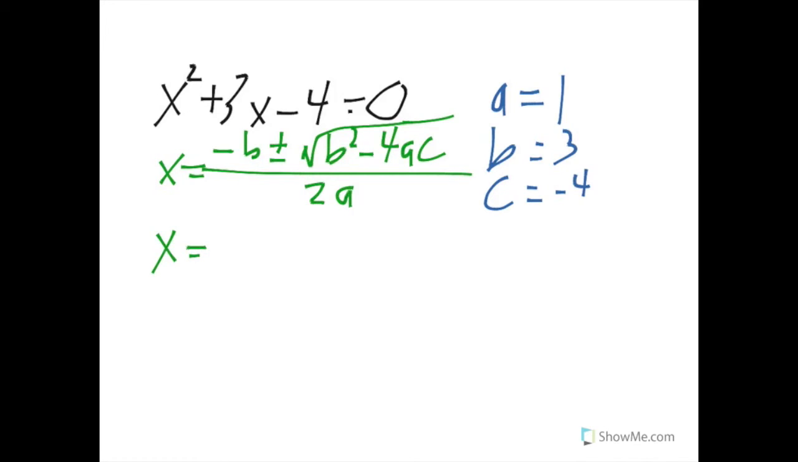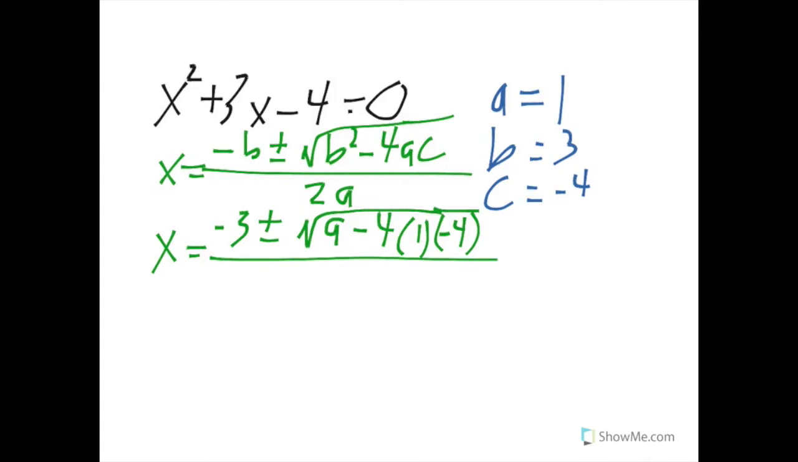So we got x is equal to, so b is a positive 3, so it becomes negative 3 because of the equation. You got plus or minus. Remember, plus and minus dictates the 2 answers. B squared is 3 times 3, which is 9, minus 4 times 1 times c, which is negative 4. And then on bottom is 2 times 1, which, come on guys, you can do that. It's just 2.